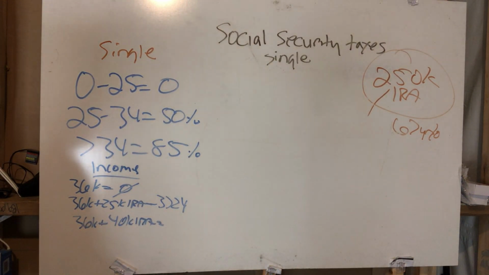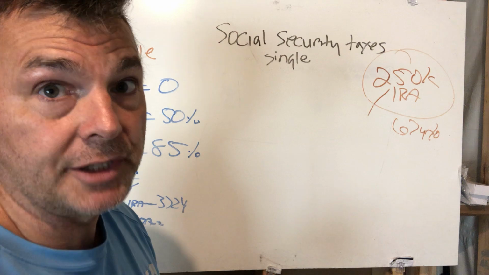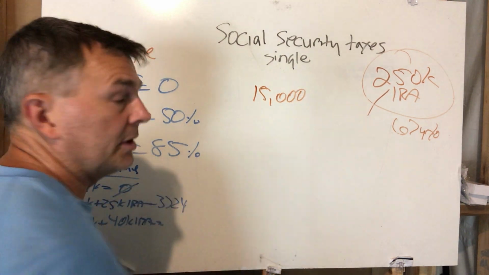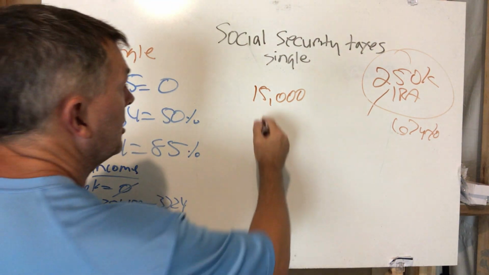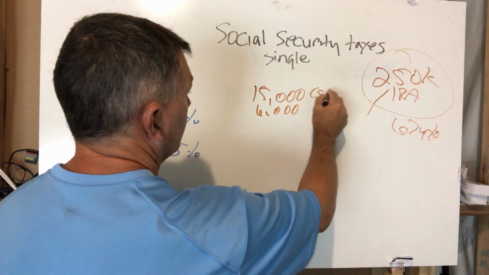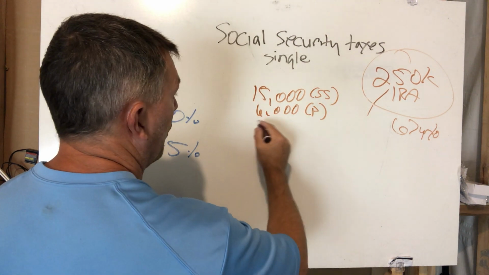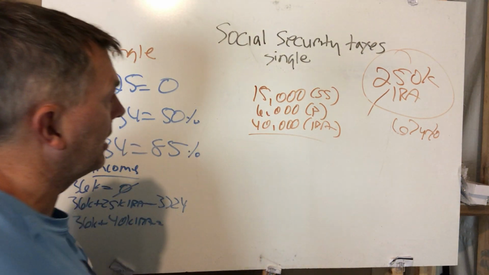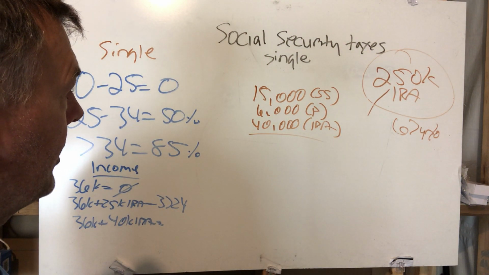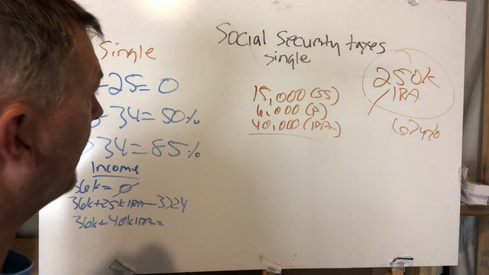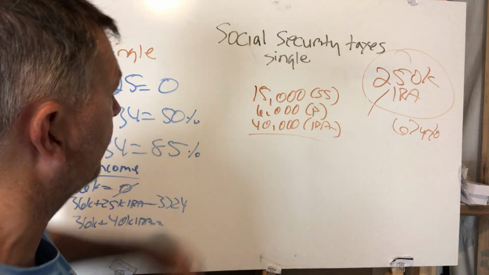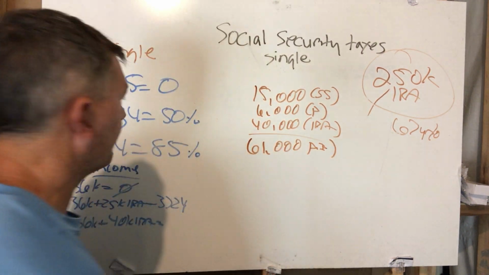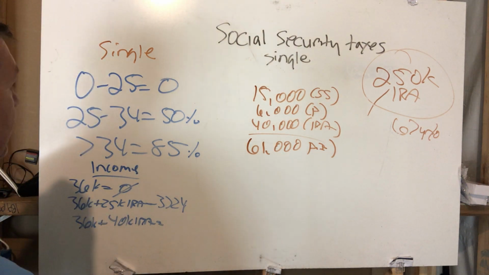So we already know that she has $30,000 of Social Security. So we know $15,000 is going into the provisional income calculation, plus a $6,000 pension, plus the $40,000 distribution. That's 61,000, right? So $61,000 is provisional income. I have a feeling 85% of her Social Security is going to be subject to taxation now.